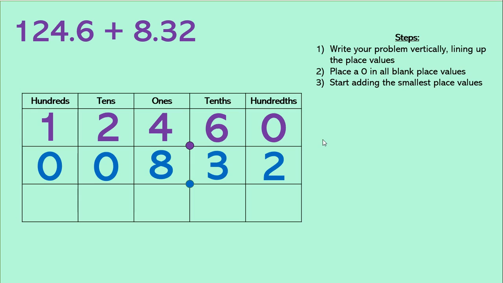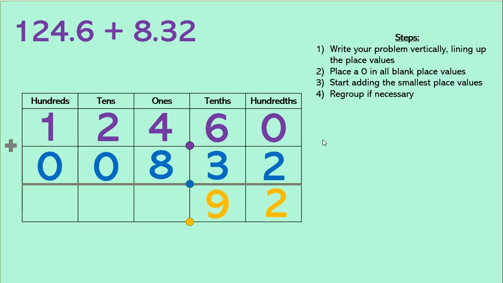Now, we can go ahead and start by adding the smallest place value. In this number, the hundredths is the smallest place value. So we're going to add 0 hundredths plus 2 hundredths, which is 2 hundredths, 6 tenths plus 3 tenths, which is 9 tenths. Don't forget your decimal point always needs to be to the left of the tenths place.